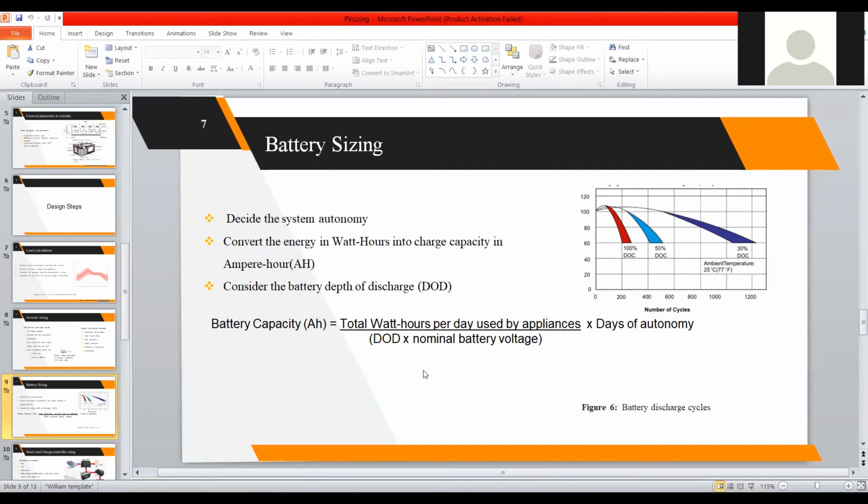Now, for you to know how many batteries you need, you just need to divide this battery capacity by the single battery capacity. So if you're having 200 Ah batteries, you need to divide this capacity by 200 Ah to know how many 200 Ah batteries are required for your system.